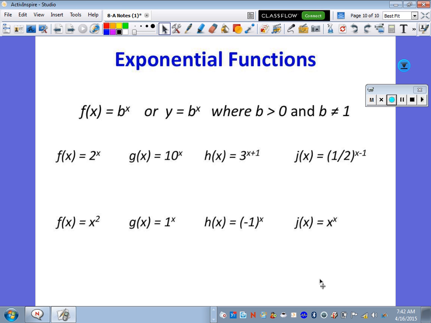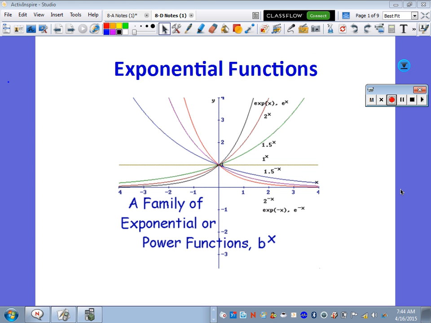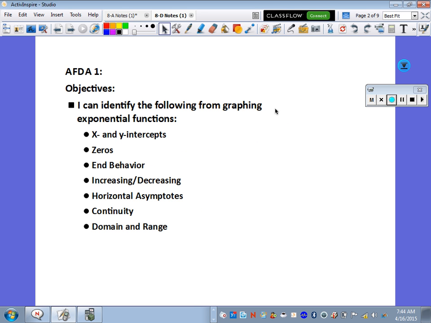All right, picking up on here, these are 8D. We're still working on exponential functions, and notice there are not many slides. These are the things you're going to need to be able to do: identify x and y intercepts, zeros, end behavior, increasing, decreasing, horizontal asymptotes, continuity, and domain and range. So let's move on with that.